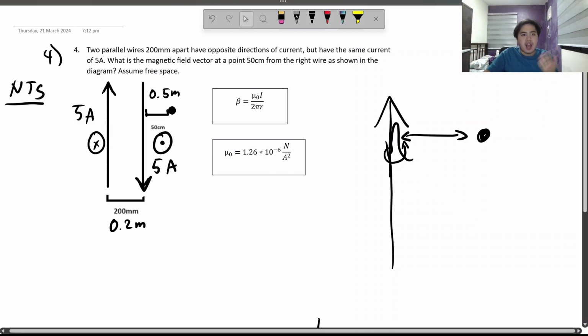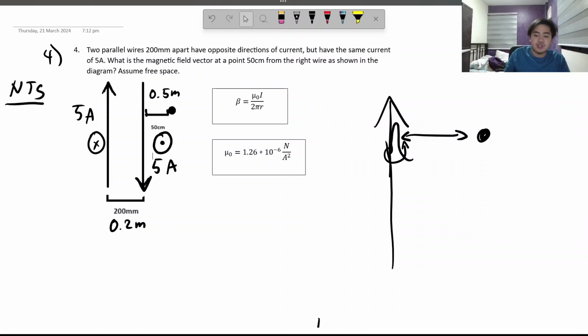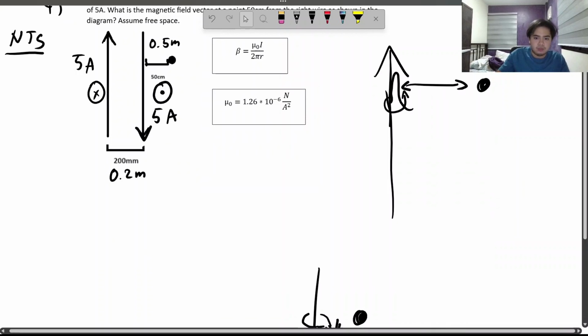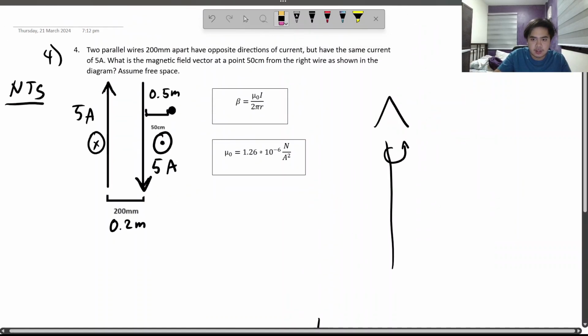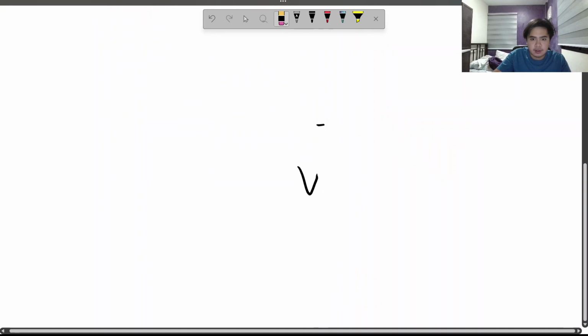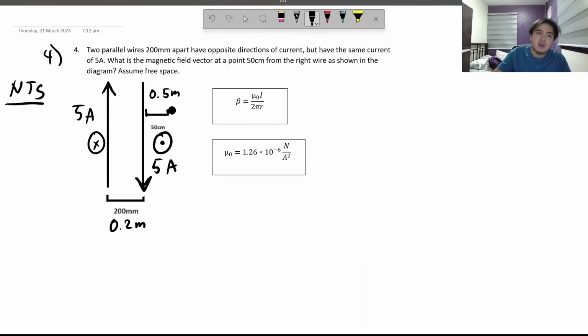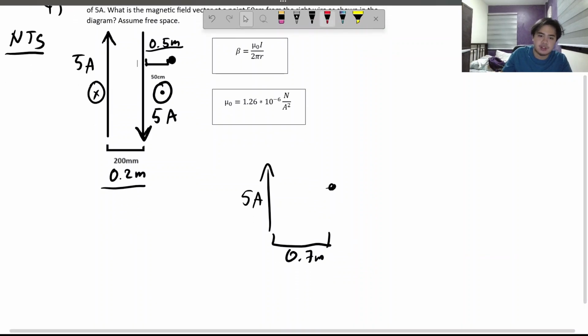All right. So after you find the directions, we can now find the magnitudes. So let me erase all of this. All right. So first one. 5 amperes, 0.2 meters here, but there's 0.5 meters here. So from the current of 5 amperes, there is 0.7 meters total here. Again, because there's 0.2 here and then 0.5 here, so adding them together makes 0.7.